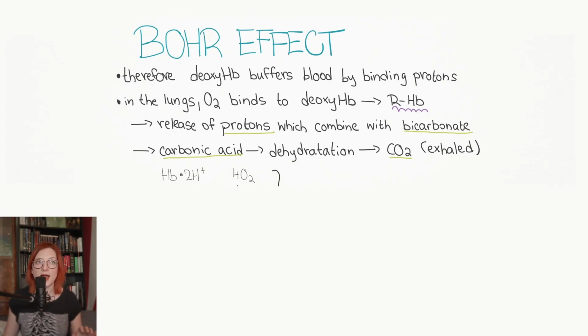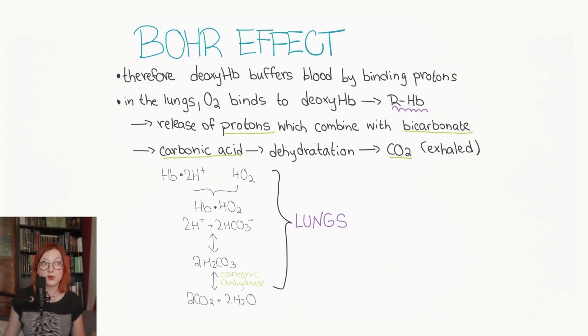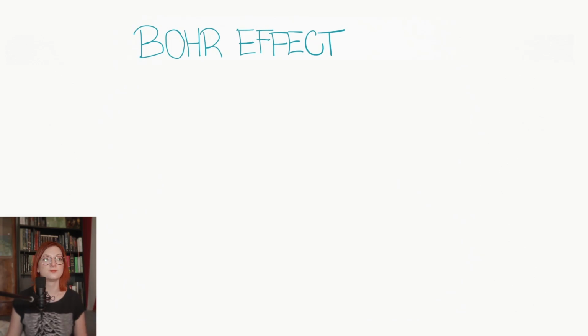This acid is dehydrated during a process catalyzed by the enzyme carbonic anhydrase to form carbon dioxide, which is then exhaled. This coupling of the interconversion of carbon dioxide and carbonic acid with the binding of protons and oxygen by T and R state hemoglobin is termed the Bohr effect.